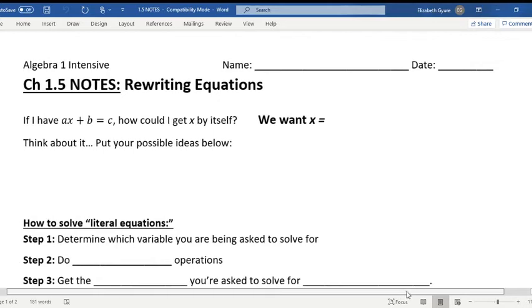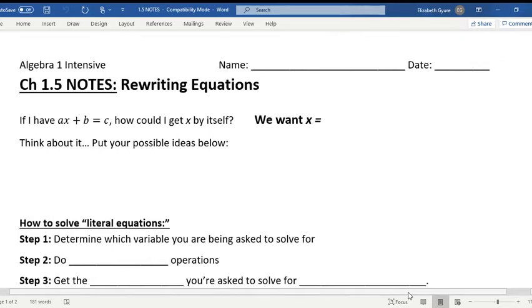All right, last thing for chapter 1, we are going to talk about rewriting equations.